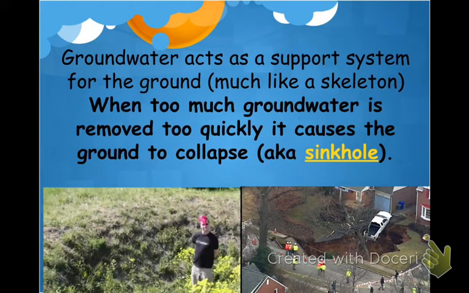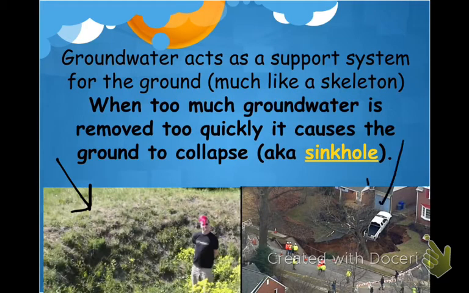So if you take too much water out of the ground too quickly, it can cause that ground to collapse, and that's what we call a sinkhole. Now, you can have a very small sinkhole, kind of like where this funky guy with the pink hair is standing. Now, never, ever do this because you don't know if the ground will continue to sink or not. But this is just an area in the ground where the ground has sunk, but it's not been anything too crazy.